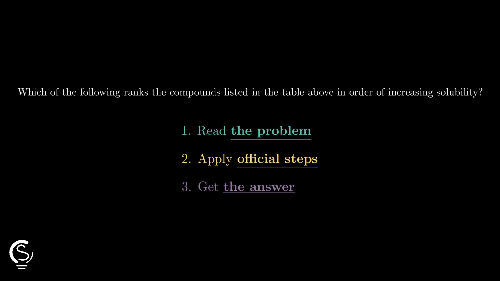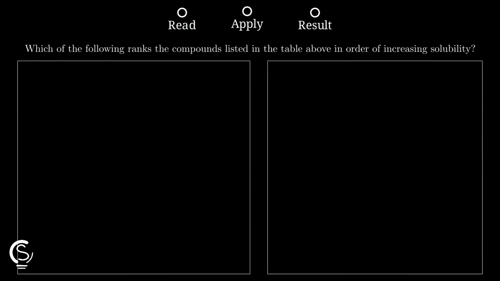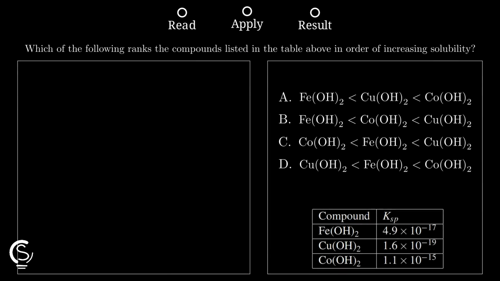Solubility rankings can be tricky, but we will solve this chemistry problem fast by comparing Ksp values for these specific metal hydroxide compounds right now. First, notice that all three compounds have the exact same formula type, which means they each produce 3 ions per formula unit when they dissolve in a saturated aqueous solution.